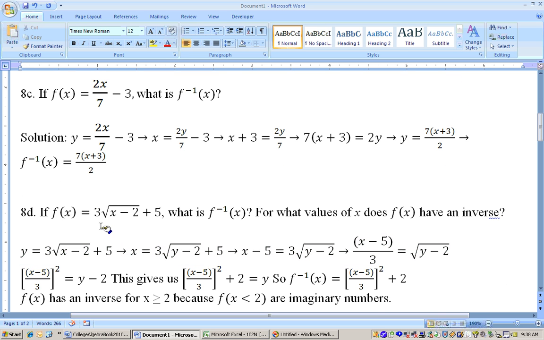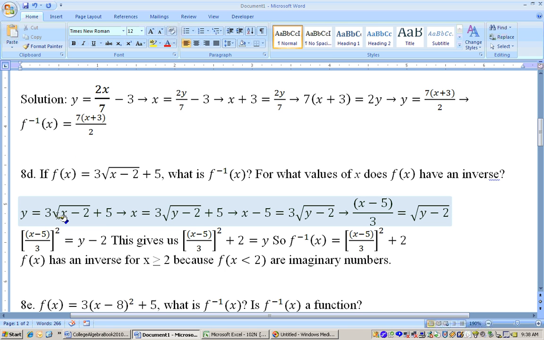Okay, 8d says if f of x equals this with this square root in here, what is f inverse? And for what values of x does f of x have an inverse? Well, write it with y. Then switch the x's and the y's, which I just did. Now I need to solve this for y.